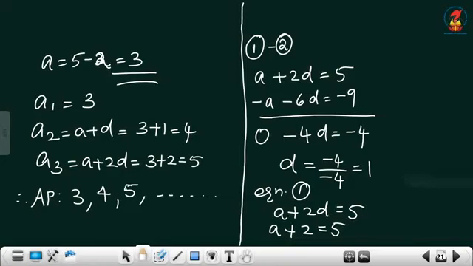By solving both the equations, we got d as 1. After getting d, use one of the equations and substitute the value of d there. We got a as 3. So the first term a1 is 3. Second term a2, a plus d, 3 plus 1, 4. a3, a plus 2d, which is equal to 3 plus 2, 5. So the required AP is 3, 4, 5, etc.